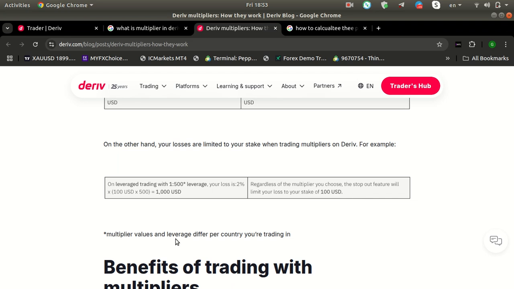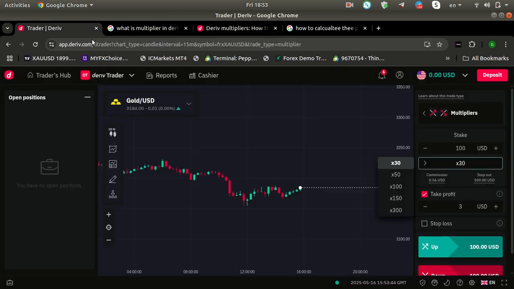Multiplier value and leverage differ per country you are trading in. Alright, so in your country, when you click on these multipliers, for me it's giving me a multiplier of 30 to 300. For you it might give you a different range of values here depending on your country.